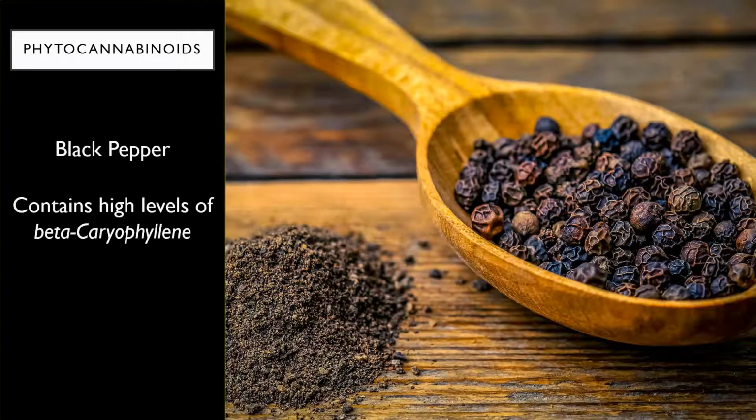This is black pepper, which contains very high levels of beta-caryophyllene, and beta-caryophyllene carries wonderful documented health properties, including pain relief and anti-inflammatory properties. Fairly widespread in the plant kingdom, beta-caryophyllene may also be found in relatively high levels in ginseng, cloves, rosemary, hops, and cannabis.